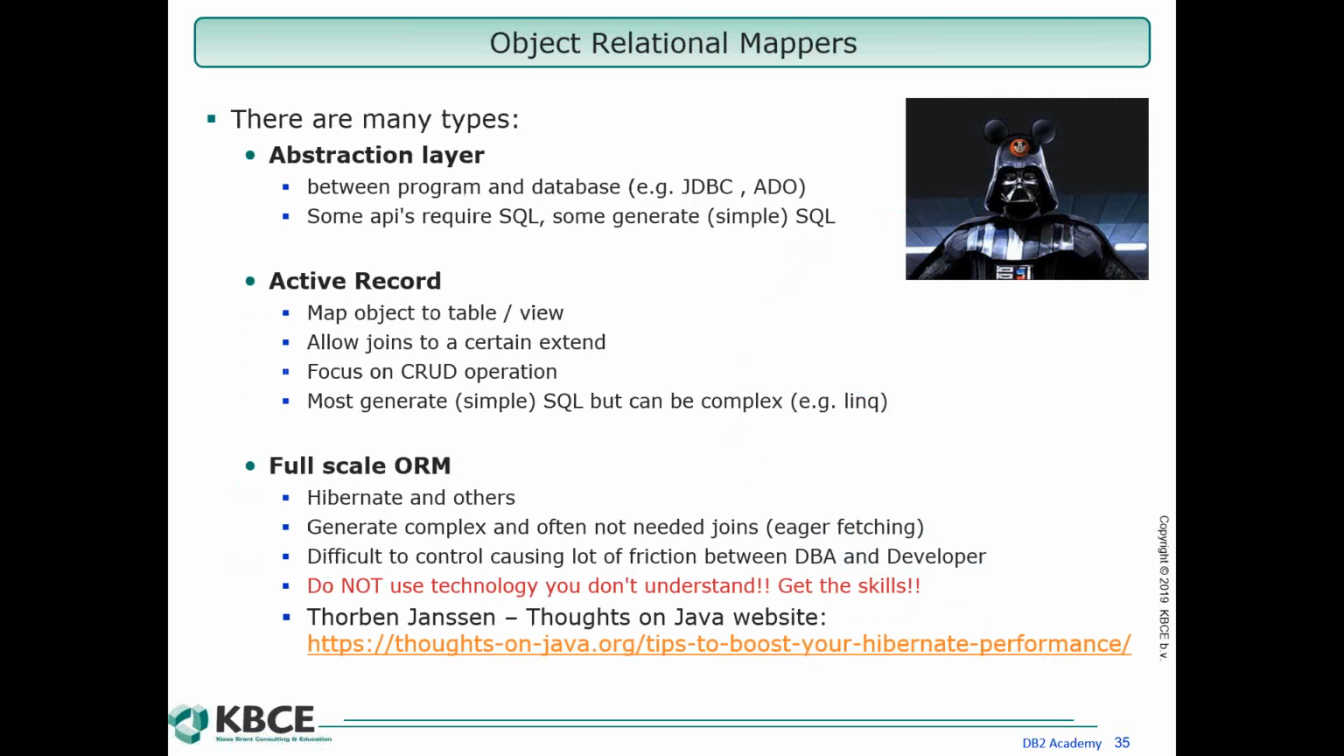Then our beloved friends, the object relational mappers. And we can say 1,000 times that they're bad, that they're evil. We can make jokes with them, that we have Darth Vader here with Mickey Mouse ears on. And there are all kinds of object relational mappers. And typically, they are a source of problems. But this is the show where we say, we have to live with it. We have to live with the SQL. We have to live with the Hibernate, for instance. Hibernate is the number one object relational mapper.